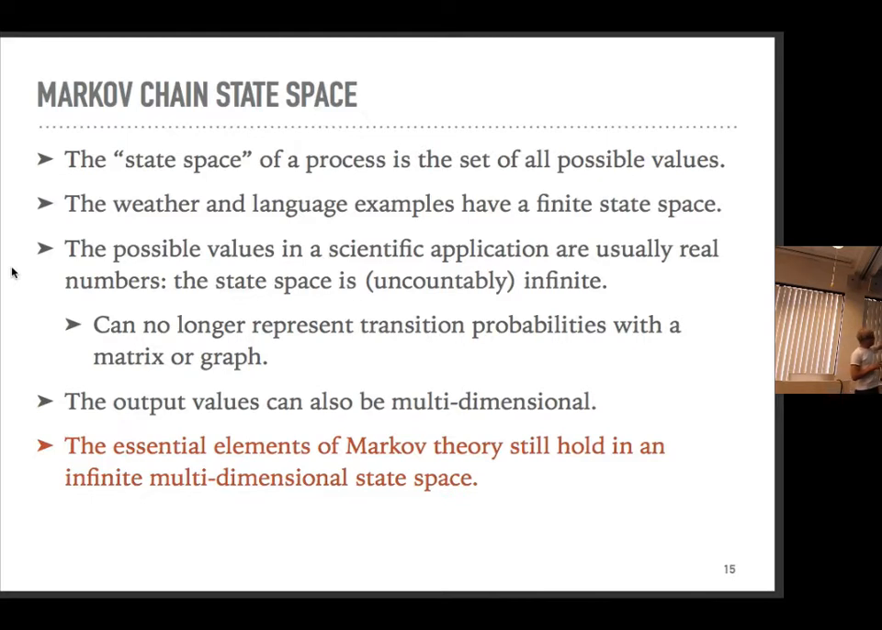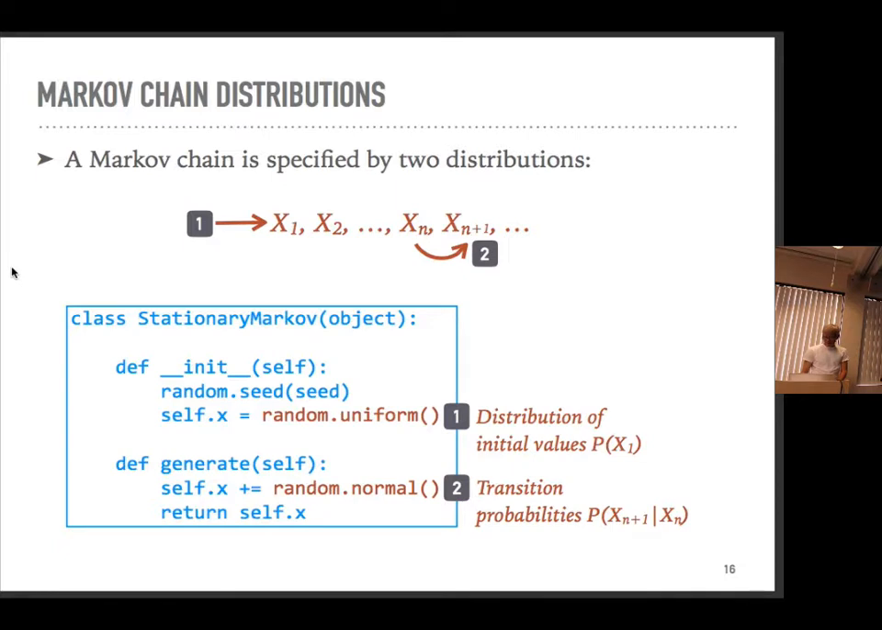So unfortunately, we have to abandon the nice representation with the matrix of transition probabilities and the visualization of a graph showing you the chain in action. It also gets more complicated because the output values can be multidimensional in general, like in the Planck cosmology parameter, that was a 5-dimensional parameter space. In the Sloan galaxy reconstruction, that's millions of parameter dimension space. Okay, but the important point is that all of the essential elements of Markov theory carry over from the simple finite case to the infinite multidimensional state space.